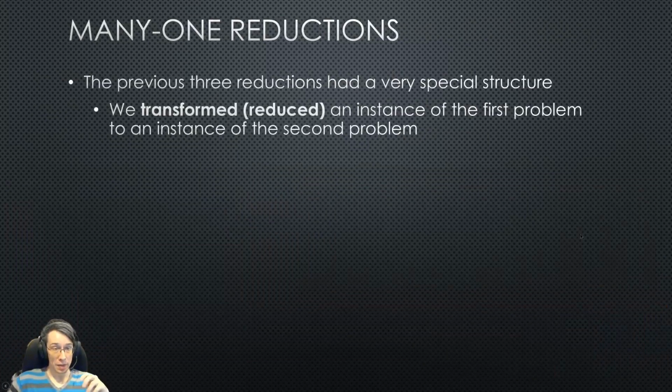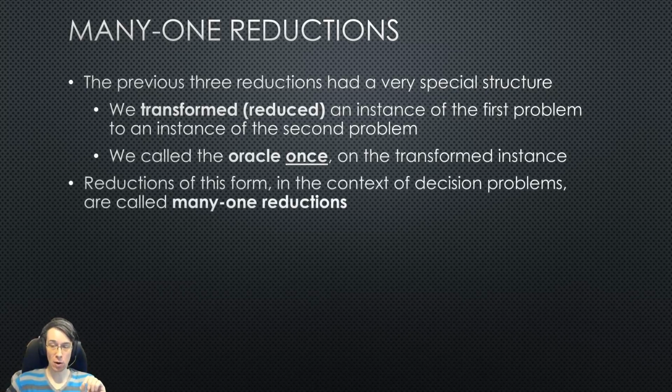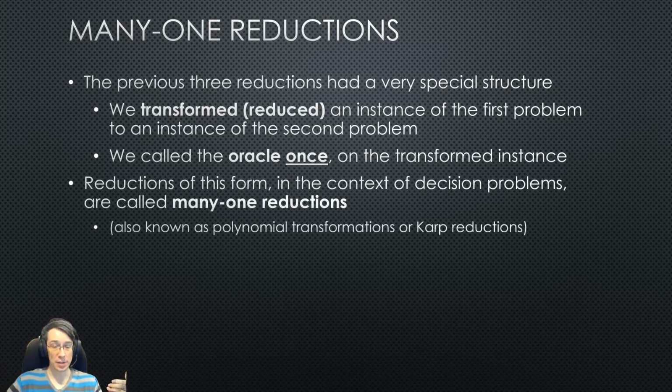Okay, so the previous three reductions that we saw all had a very special structure. We transformed or reduced an instance of the first problem to an instance of the subproblem, the second problem. We called the oracle once on the transformed instance. So reductions of this form in the context of decision problems are called many-to-one reductions. These are also known as polynomial transformations or Karp reductions. We call them polynomial transformations because they have this form and they add at most polynomial overhead. We'll talk more about what that means when we get into the nitty-gritty of complexity.